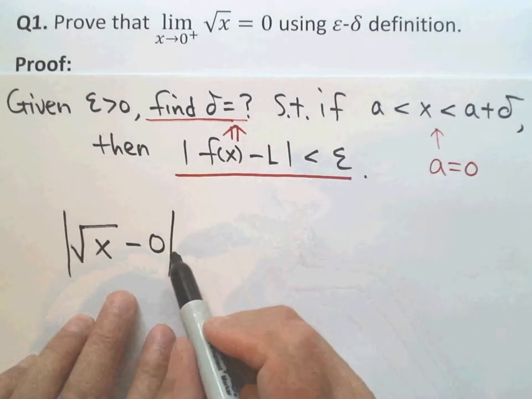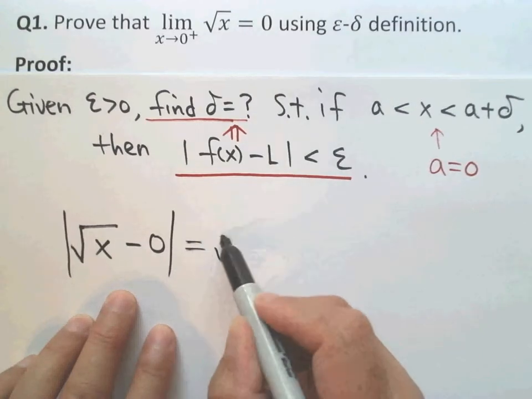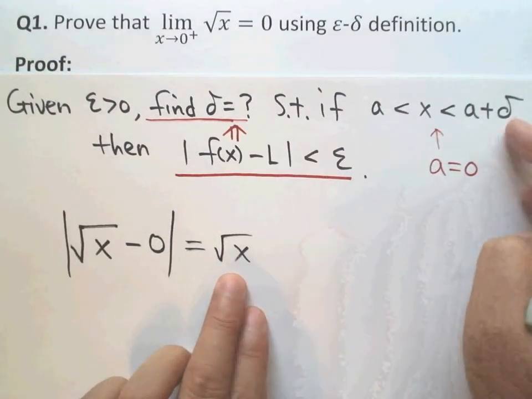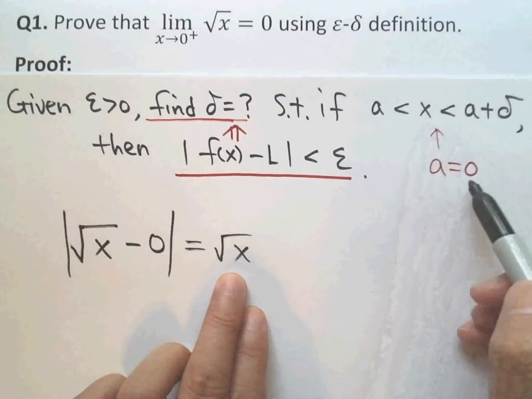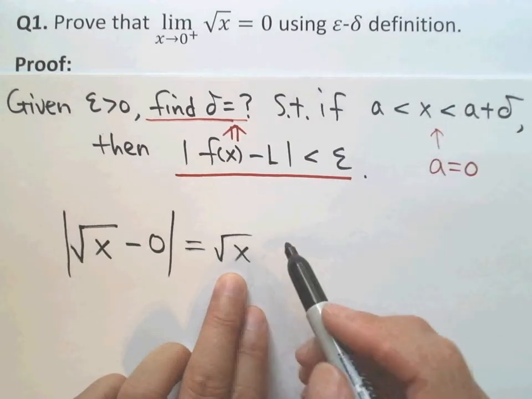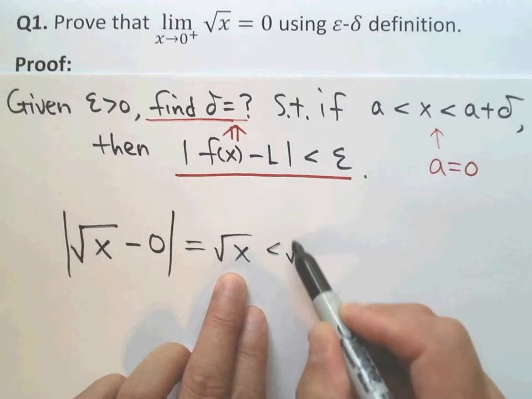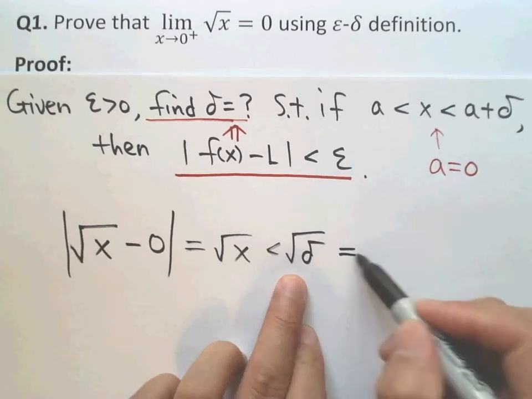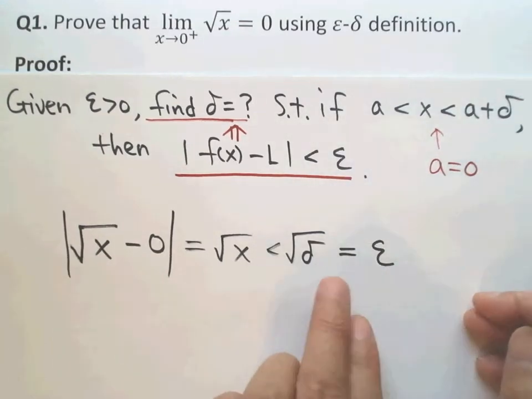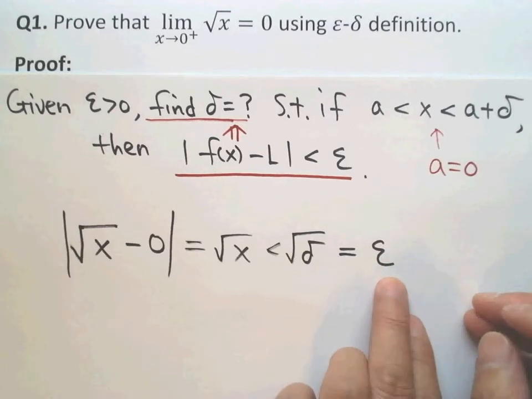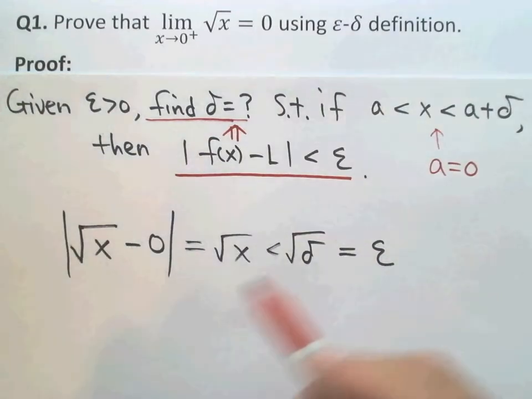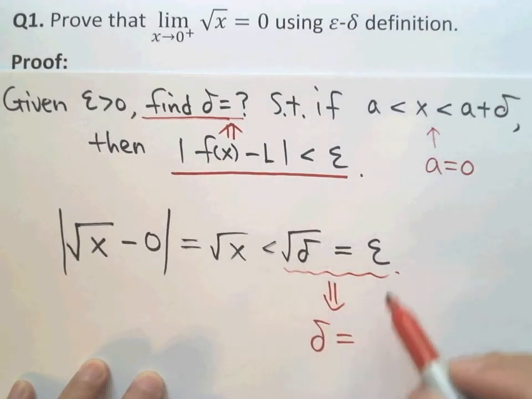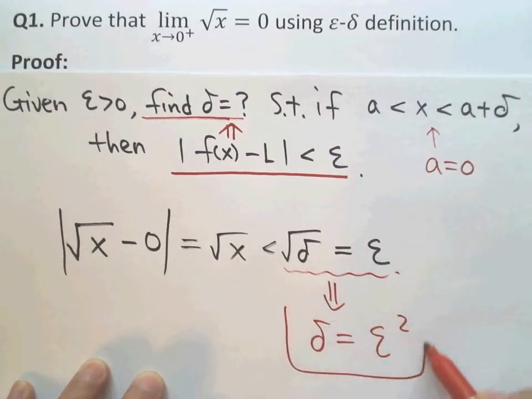We simplify a little. This equals the square root of x, and then we need it to be less than epsilon. First we link delta. x is less than delta, right? So the square root of x is less than the square root of delta. That's good. If I set up the equation square root of delta equals epsilon, we can solve for delta, right? Squaring both sides, we get delta equals epsilon squared. This is the one we need.